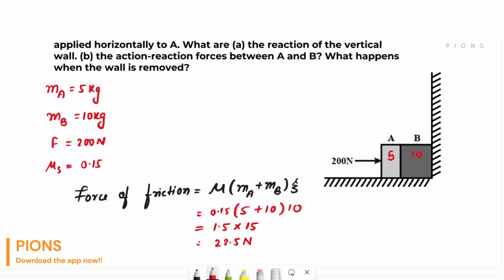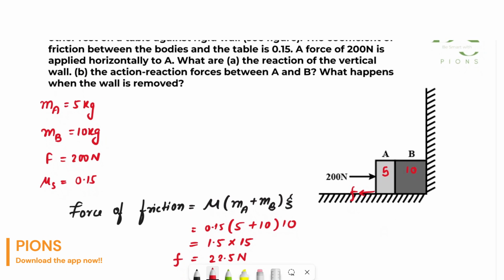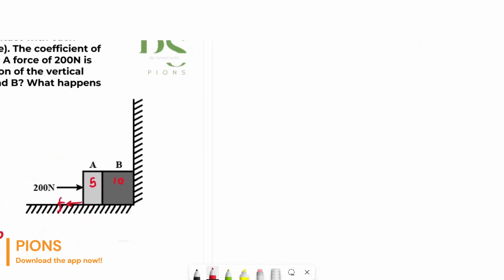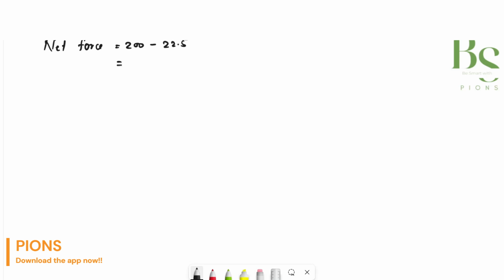Now if the force is applied on the right hand side, where will be the frictional force? The frictional force will be in the opposite direction. Let's write the frictional force as small f, acting on the left hand side. So what is the net force acting on the system? 200 is applied on the right hand side and the frictional force is on the left hand side, so 200 minus 22.5. The net force acting on the system will be 177.5.